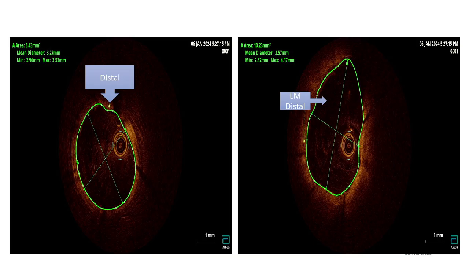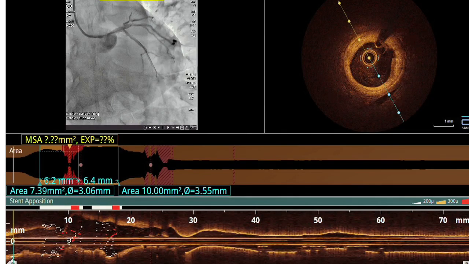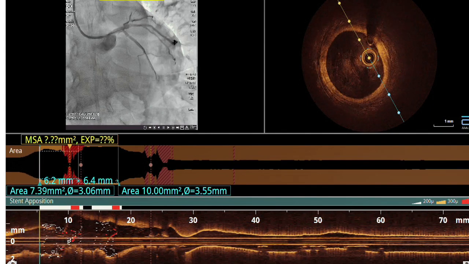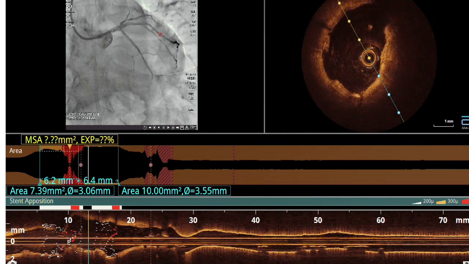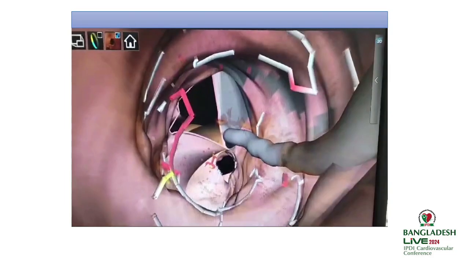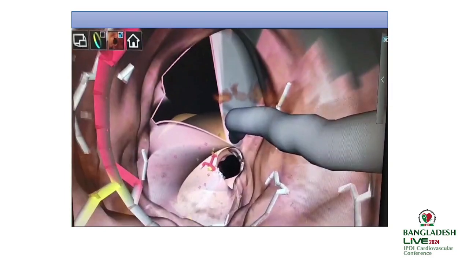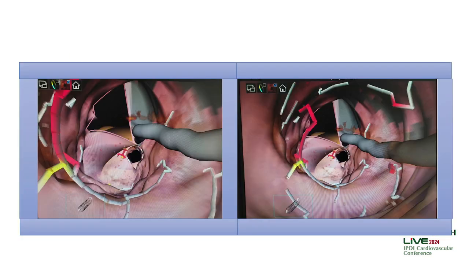We did OCT, basically to look at what we did with the ostium of the circumflex. This is the left main proximal, its MSA is 10.8. This is the OCT run, and you should appreciate that the stent is well expanded and well apposed to the left main. If you look at this 3D view, there is no strut of the stent occupying the circumflex ostium. This is the ostium of the circumflex. Even in a still picture, you can appreciate that there is no strut.